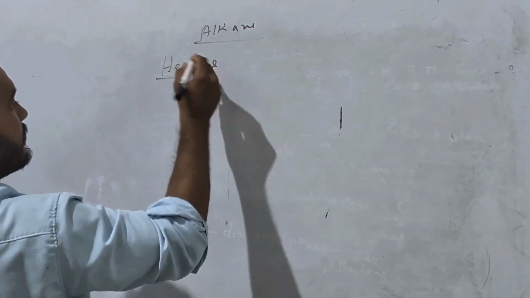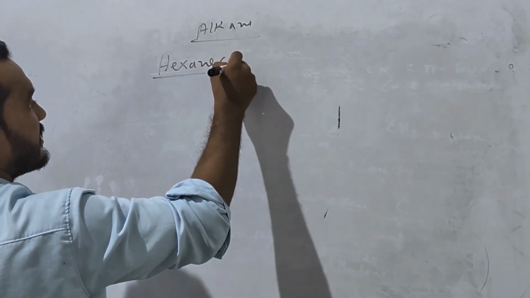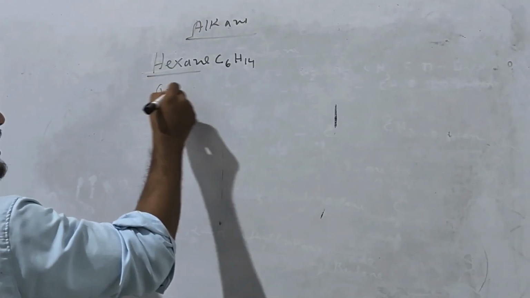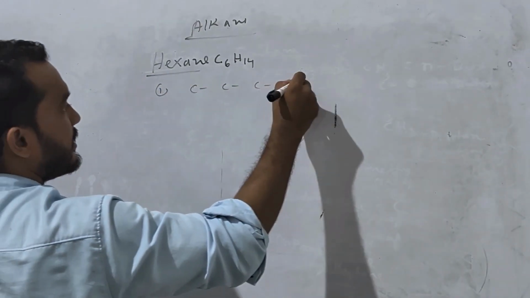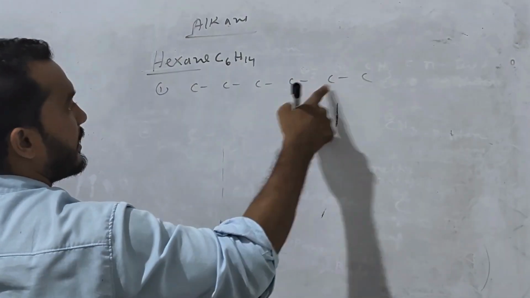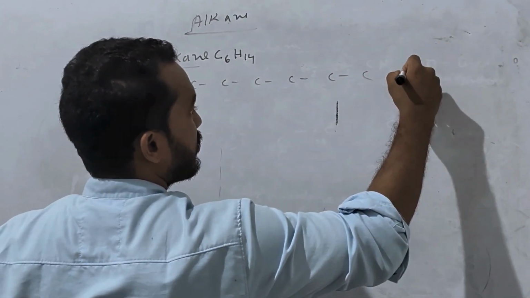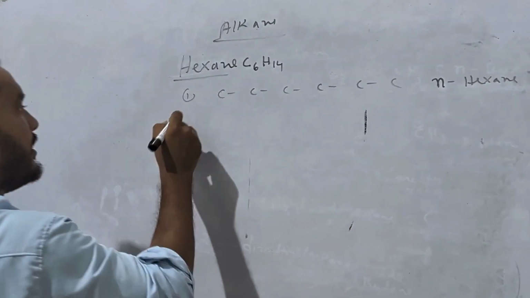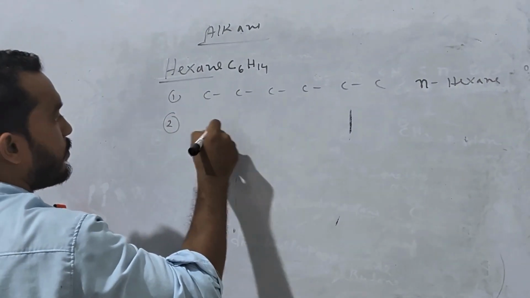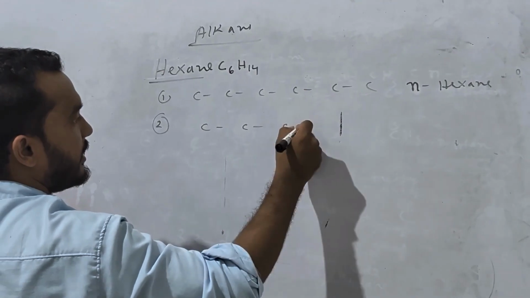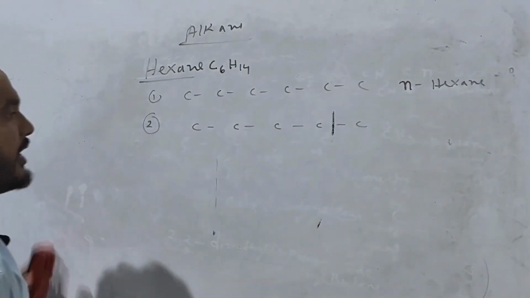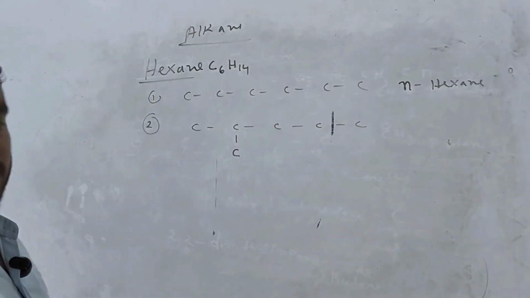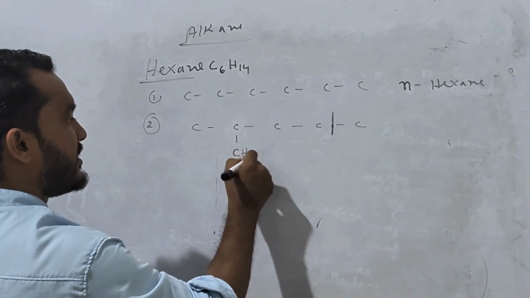The formula is C6H14. If you arrange the carbons in a linear fashion, that name is n-hexane. This is the one structural isomer. Number second: 1, 2, 3, 4, 5. If I put here one carbon, this is also a branch. This is the methyl group, CH3.